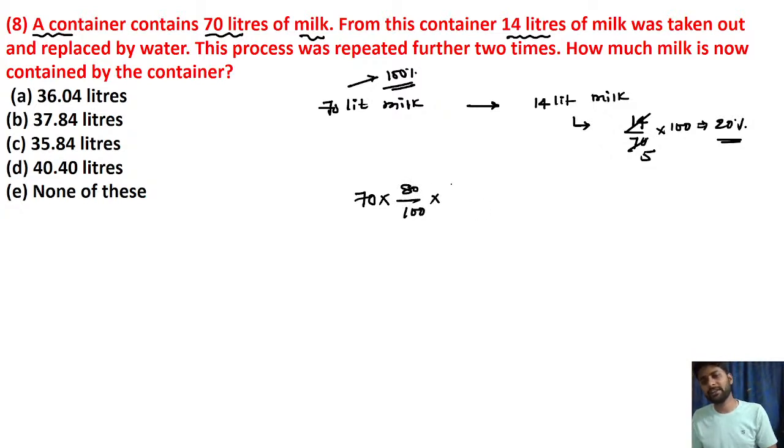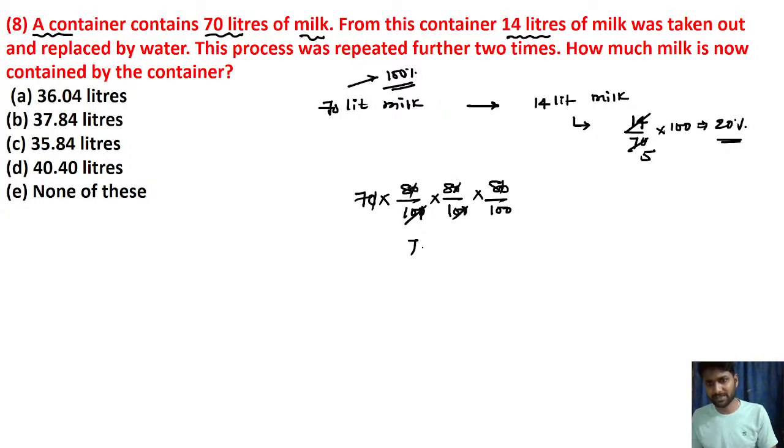Again we are removing 20 percentage. We are left with 80 percentage. Why? Because we have done this procedure two more times. Again the value becomes 80 percentage. Simply see, you can cancel two zeros, 0 0. You can cancel two zeros.